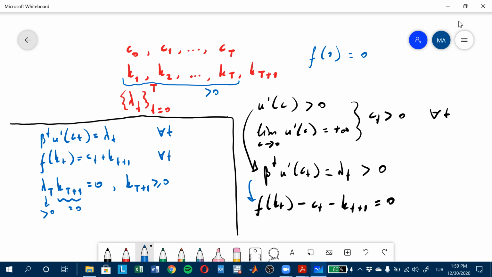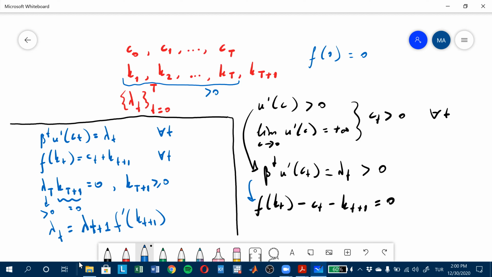So I will have lambda_t equals lambda_{t+1} times F prime of K_{t+1}. So then I know the evolution of lambda as well.